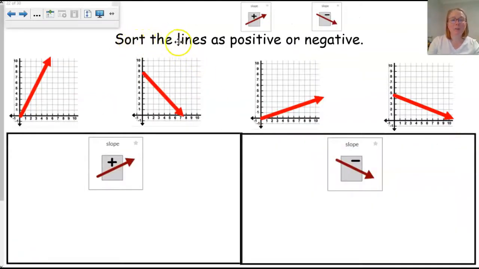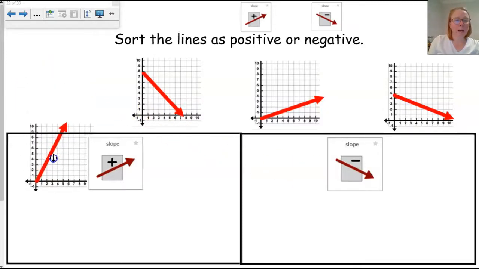All right, now we're going to sort the lines as positive or negative slopes. And remember, a positive slope is going up, up. And a negative slope is going down. It's going down the hill. This is probably a little bit easier for me to do. There we go. It's going downhill. So think about like if you're sledding or doing anything else, or if you're out for a walk. Sometimes we go up the hill and sometimes we go down the hill. So positive is up the hill, negative is down the hill.